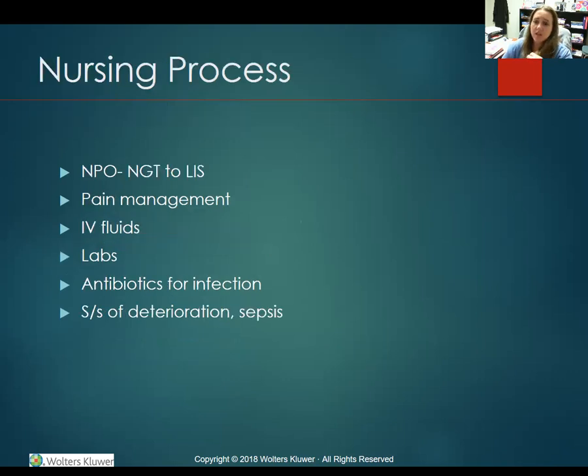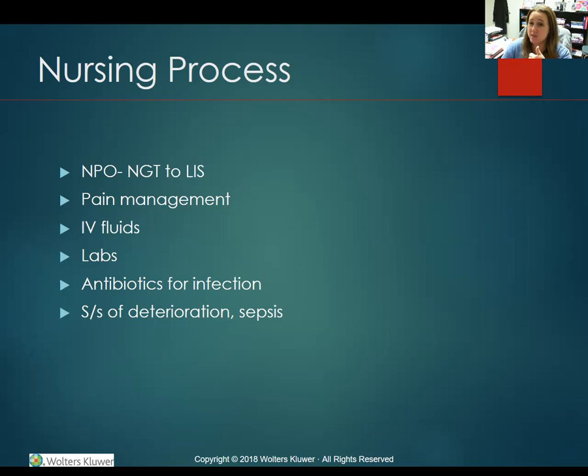And then nursing management for these patients, obviously they're going to be NPO in that immediate time period because of pain, nausea, vomiting, we need to rest the GI tract. They may require an NG tube for GI decompression. Recovering post-op, we're going to start them on clears and advance as tolerated. They don't need to eat a cheeseburger right out of surgery. We want to avoid those high-fat foods.